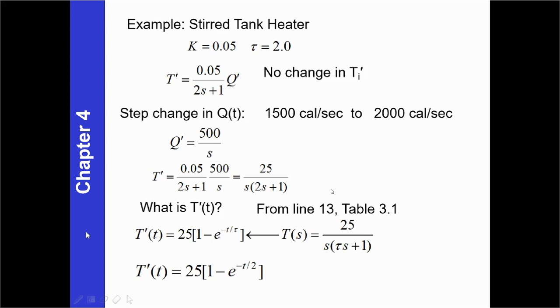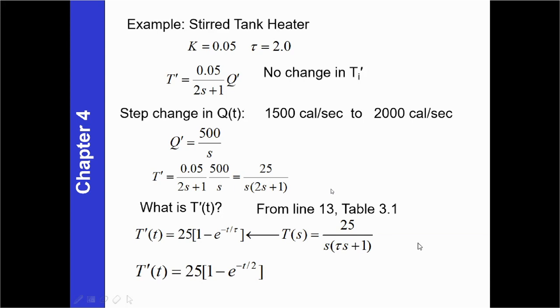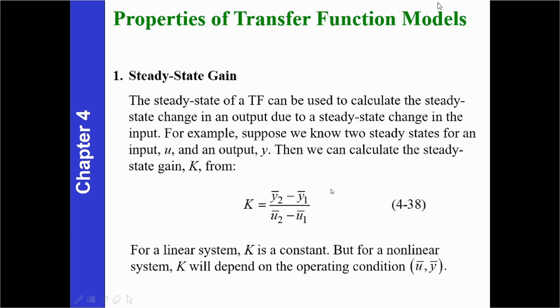So in this case, what is actually T dash of t? From the Laplace transform table, line 13, Table 3.1, which we saw last week, we have T dash of t equal to 25 times 1 minus e to the minus t over tau, and T dash of s is equal to 25 over s times 2s plus 1. So that is the transfer function here. So now the properties of transfer function models.